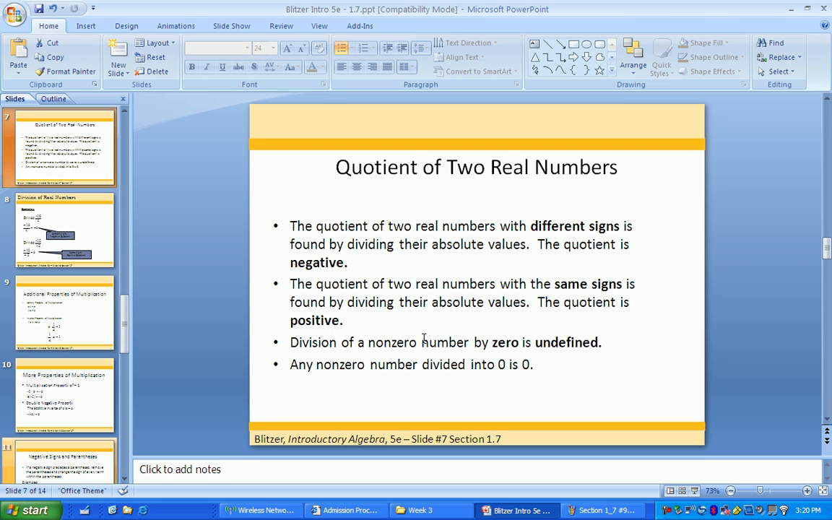Division of any non-zero number by 0 is undefined. That means if you have 0 on the bottom, your answer is going to be undefined. If you have any non-zero number divided into 0, that means 0 is on the top, your answer is going to be 0.